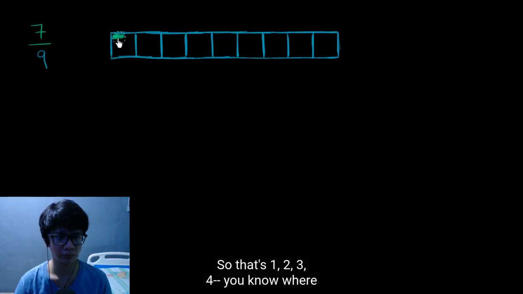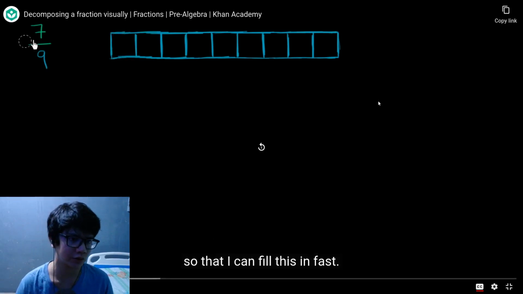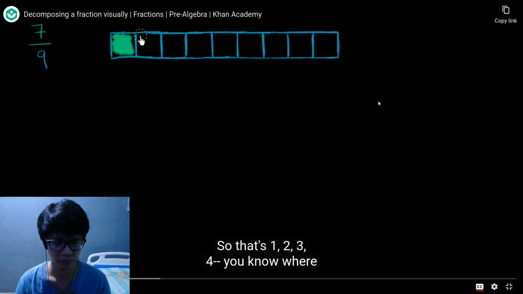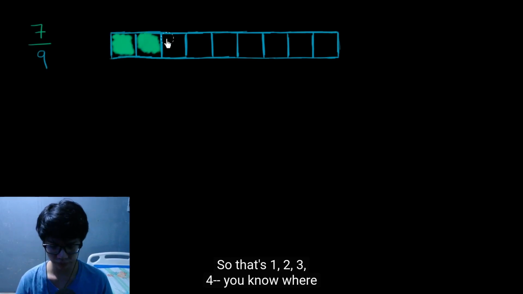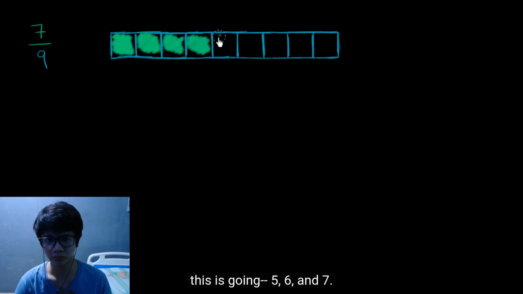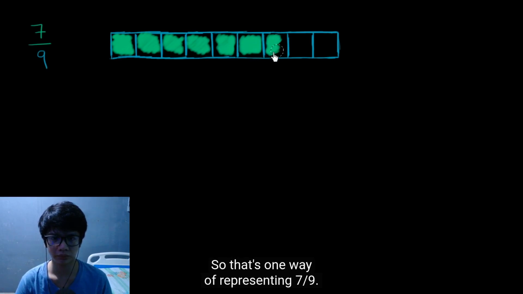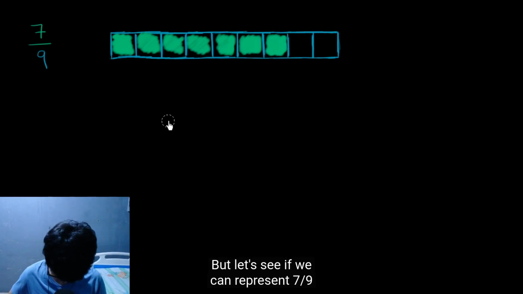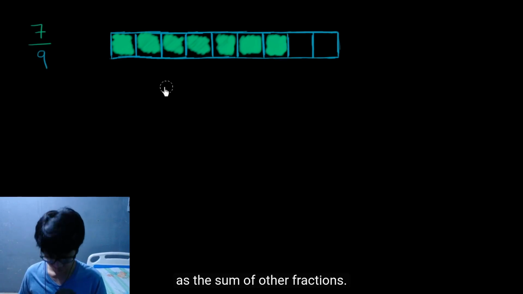So here we go. So that's 1, 2, 3, 4. You know where this is going. 5, 6, and 7. So that's one way of representing 7/9. We already know that. That's not too interesting. But let's see if we can represent 7/9 as a sum of other fractions.